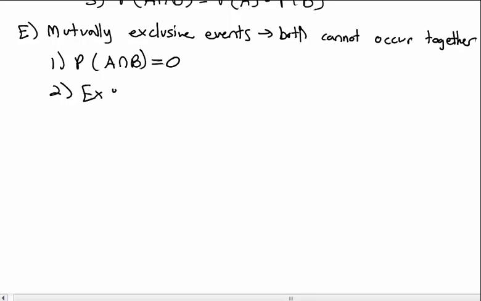An example of mutually exclusive would be I roll an even number and a 3. Those are mutually exclusive events. You can't roll an even that is also a 3 because the 3 is odd. They're mutually exclusive. The probability of both happening is 0.